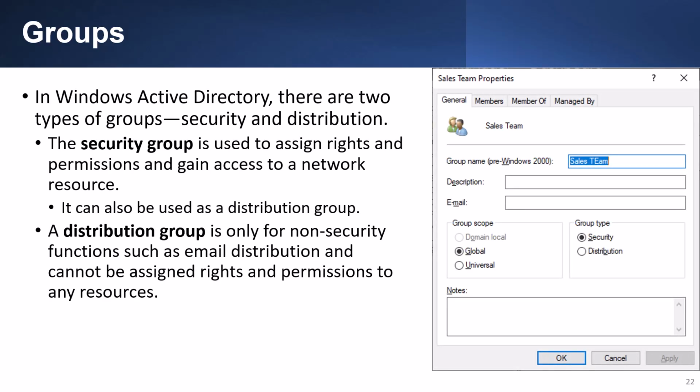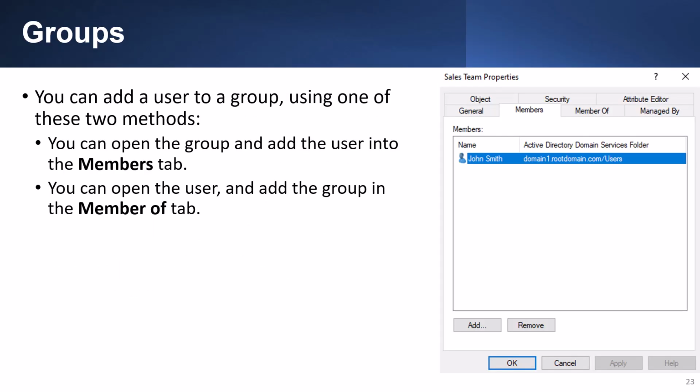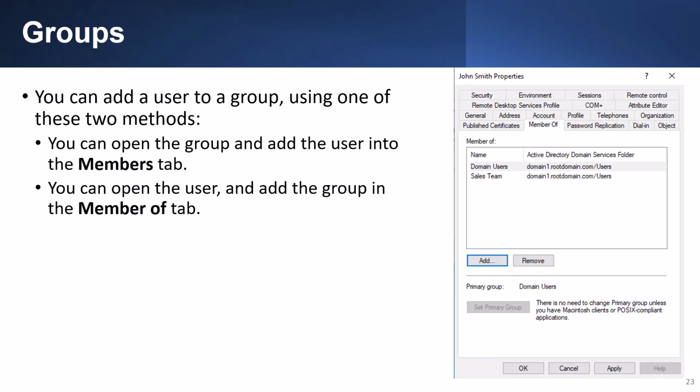In Windows Active Directory, there are two types of groups: security and distribution. The security group is used to assign rights and permissions and gain access to a network resource. It can also be used as a distribution group. A distribution group is only for non-security functions such as email distribution and cannot be assigned rights or permissions to any resources. You can add a user to a group using one of these two methods. You can open the group and add the user in the Members tab, or you can open the user and add the group in the Member Of tab.